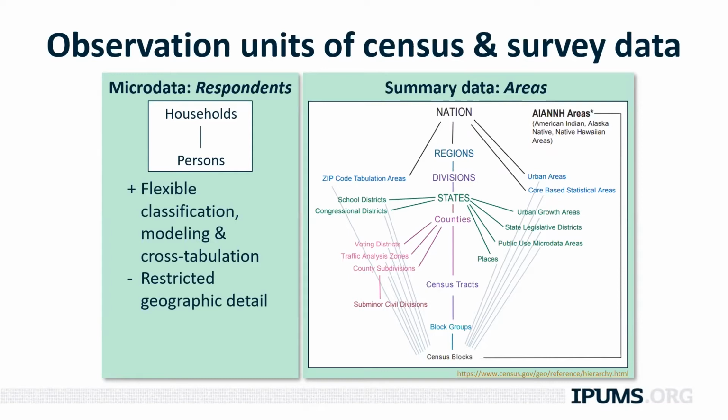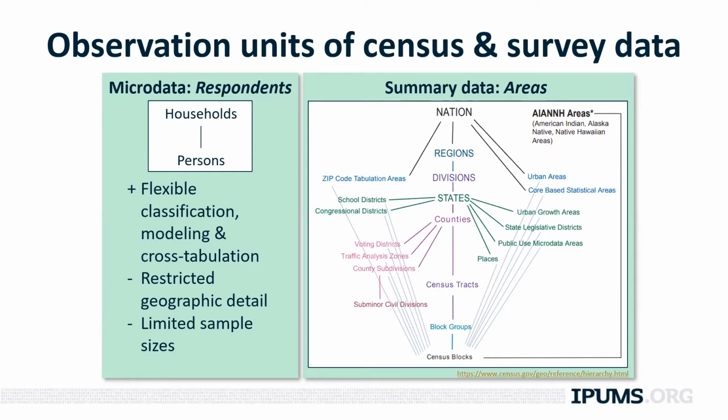But it comes with restricted geographic detail. Because there's so much detail in the microdata responses, in order to preserve the privacy of those respondents, typically microdata providers, at least in recent years, prevent the dissemination of detailed geographic data that would allow the complete identification of each household or person. So you're also limited in your sample size.